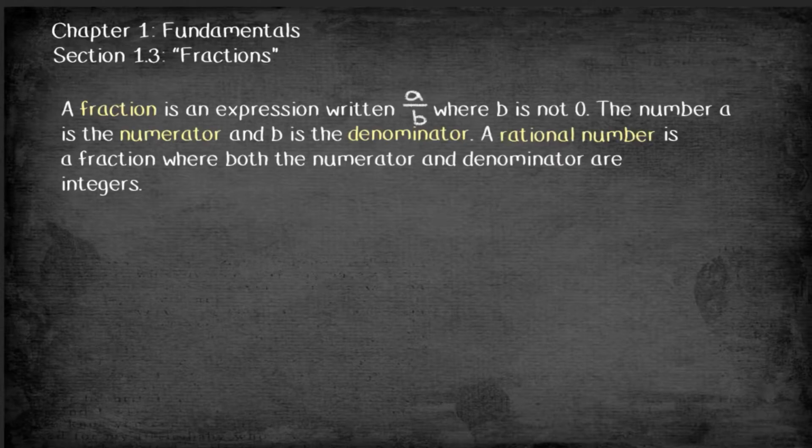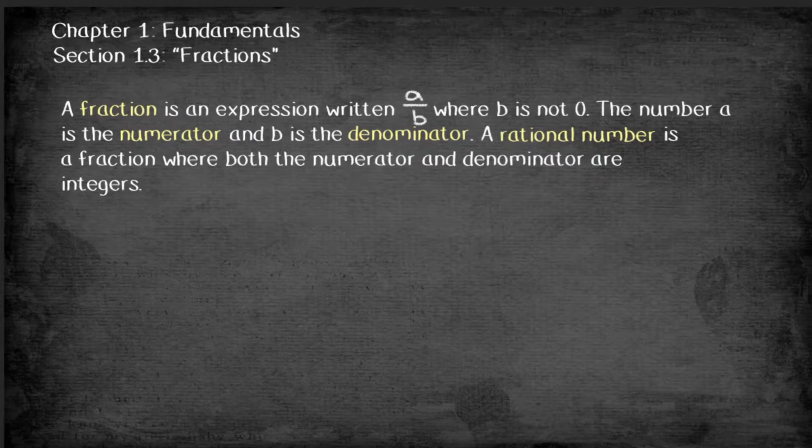Hey everyone, welcome to section 1.3, and in this section we're going to be talking about fractions, specifically how to do operations between them. So, first of all, a fraction is an expression written a over b, where b is not 0. Now, the number a is the numerator, and b is called the denominator. And when the numerator and denominator are both integers, that's what we call a rational number.